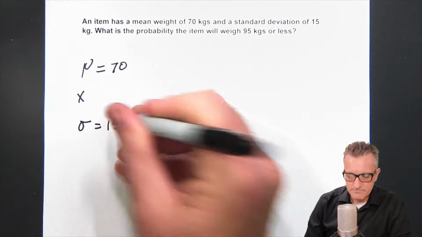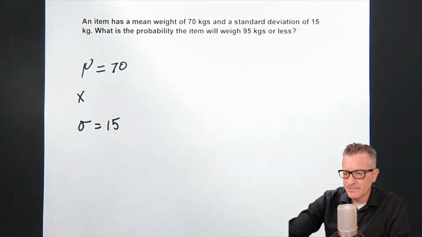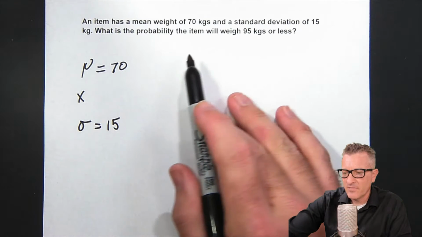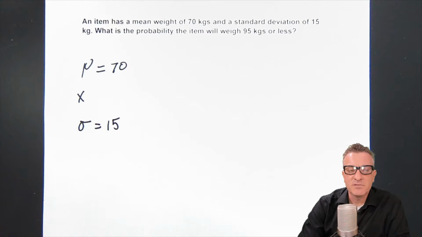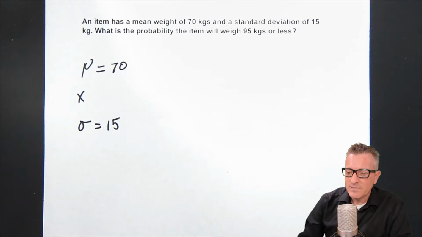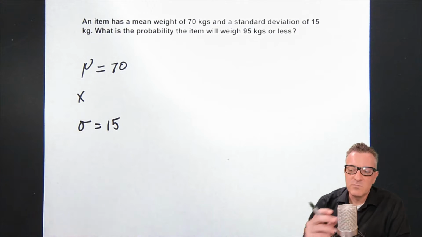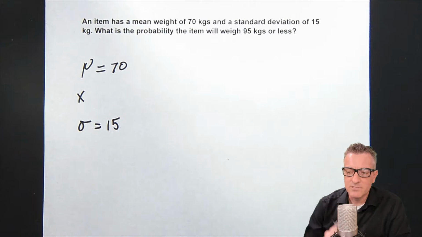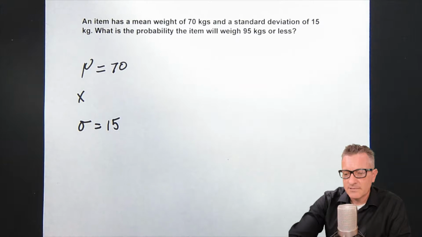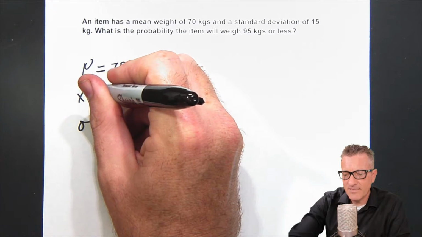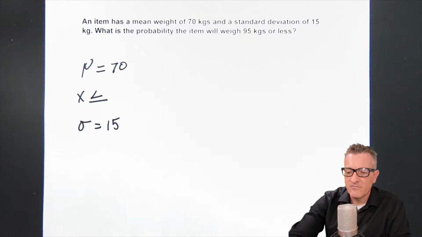And then the last one, I said I'll go down to the easy one before I go to this other one. Because it says, what is the probability the item will weigh 95 kilograms or less? And so this one's going to have an inequality. So what we say is this item is identified as X, and it's going to be 95 kilograms or less, which means it's going to be less than or equal to, because we said or less, 95.